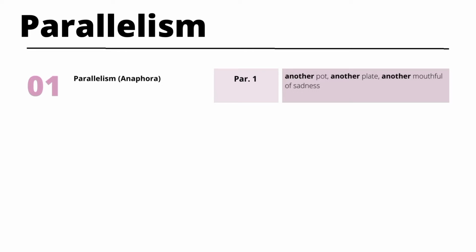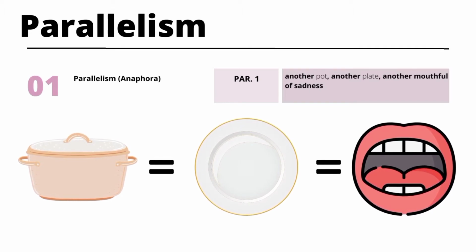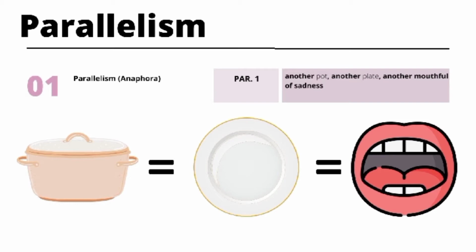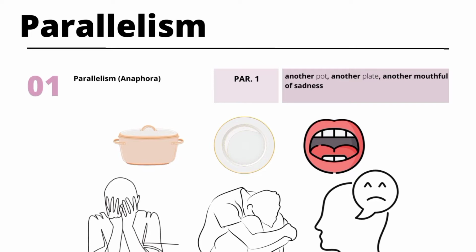Now, let us move on to the next foregrounding technique, which is parallelism, particularly the use of anaphora. The repetition of the word another at the beginning of the neighboring phrases lends emphasis of the similarity between the pot, plates, and the mouthful of sadness. It lends emphasis that sadness is regarded as food in the story because plates and pots are vessels on which food can be served. However, the vessels here are humans because humans are capable of such emotions, particularly sadness.